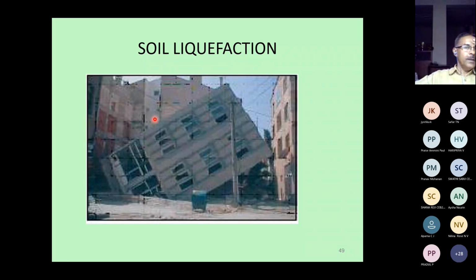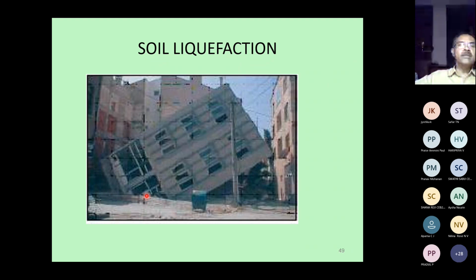Now, it need not be the structure alone that is damaged. The soil also can cause damage. Very saturated, loose, sandy strata, which we see in the coastal stretch of Kerala, right from Kannur to Trivandrum, in Cherthala, Alappuzha and all, where the N value or SPT test value of the soil is less than 10 and it is saturated with water. In the event of vibration, it loses its shear strength completely.